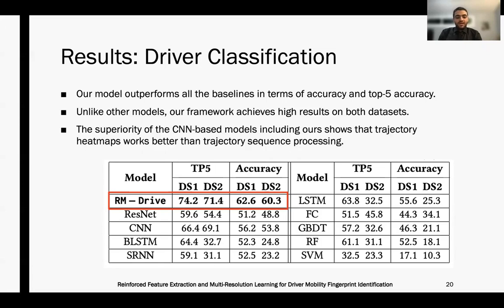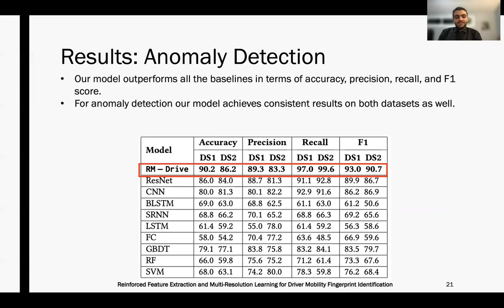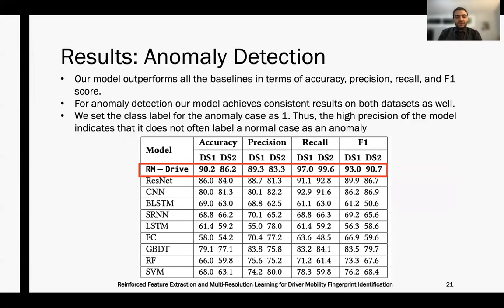Also, from this table and the other table, which shows the results of the anomaly detection, we can see that our model outperforms the baselines. We can understand that CNN-based networks, including ours, perform better than sequential networks like LSTM or stacked RNN. Also, since we label the anomaly class with 1, the high precision of our model indicates that it does not often label a normal case as an anomaly. This is very important in this problem, so our model with this high precision can be effective in this case.